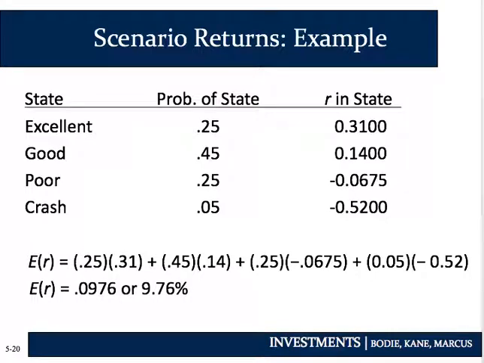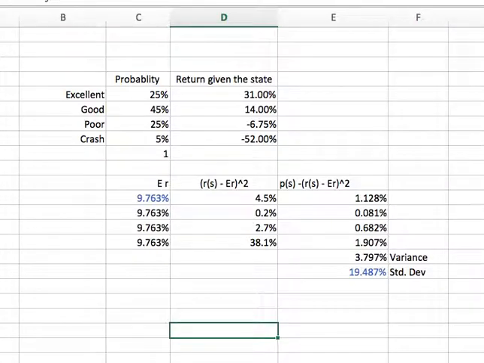Okay, let's take this scenario and work it into a problem with a spreadsheet so we can do the math and get a little spreadsheet work in here. Remember the problem: excellent, good, poor, crash, probability of state, return given the state. And so we just turned it into a spreadsheet that makes it easy for us to play with the numbers. And of course, we want to create a model. That is the idea, is to create a model. So we want to put formulas into the spreadsheet to where we can change them and see different scenarios.